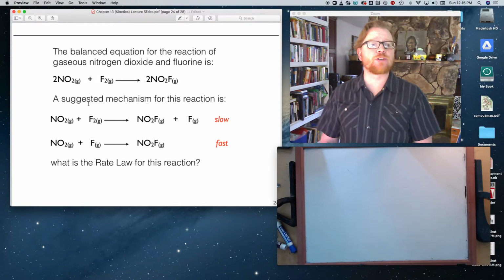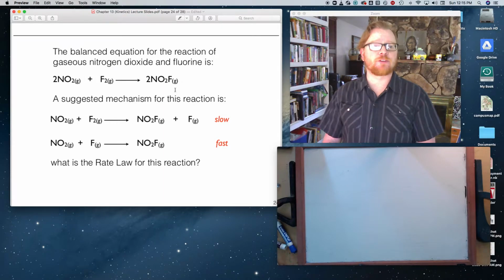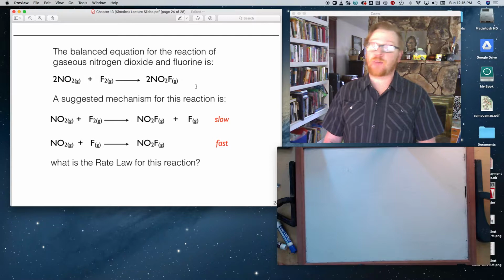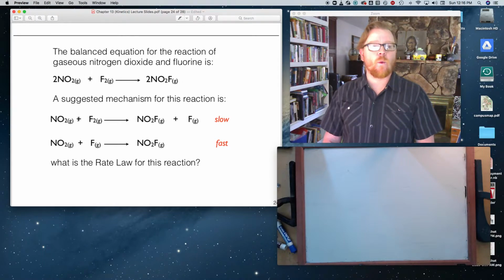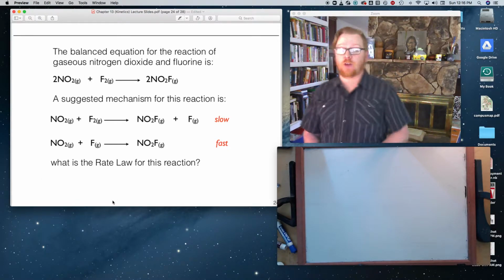So two NO2s react with one F2 to make two NO2F. This is the total reaction, okay? A suggested mechanism for this reaction is a two-step reaction, one in which there's a slow step, and then the next in which there's a fast step. And then the question says, what is the rate law for this reaction?